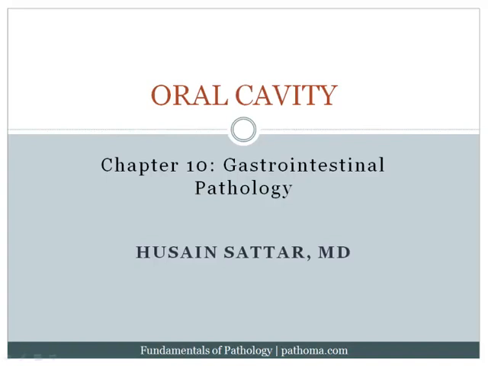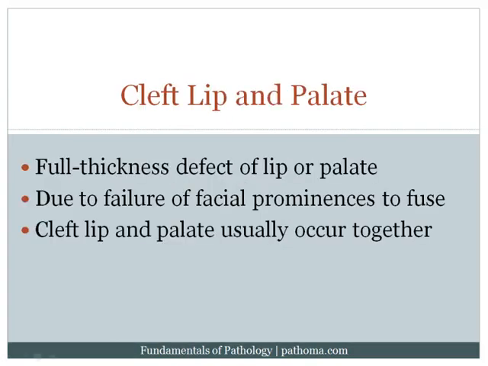Okay, GI pathology. The very first section that we're going to talk about is oral cavity. The first lesion that we want to discuss is cleft lip and palate. This is a full thickness defect of the lip and or the palate. Usually a cleft lip and palate will occur together.